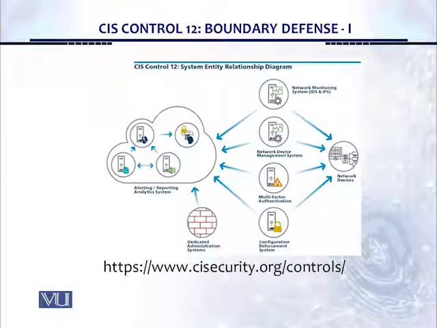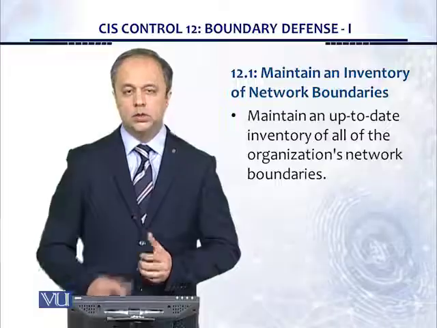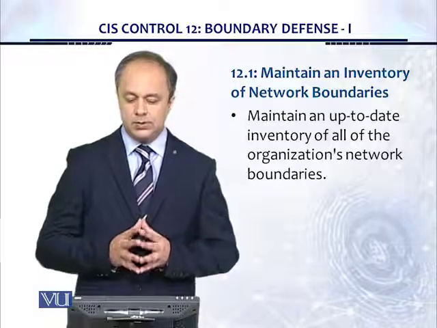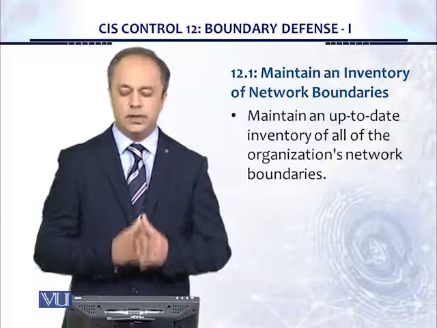So this is the entity relationship diagram. On the left side, we have the alerting, reporting, analytics system. On the right side, we have network devices. And now we have a dedicated administration system shown on the bottom. And then we have network monitoring system, IDS, IPS, network device management system, multi-factor authentication, and then configuration enforcement system as well. So 12.1 tells us maintain an inventory of network boundaries.